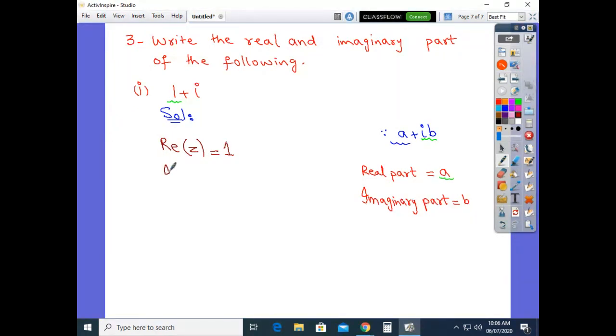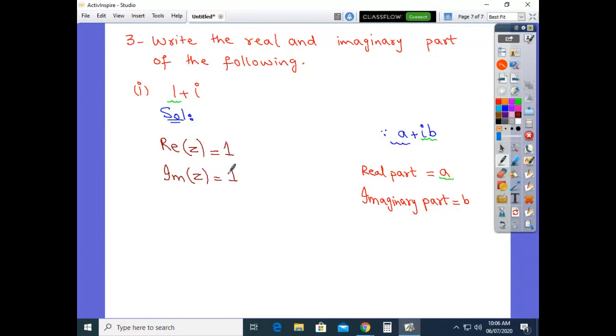Okay, imaginary part is, yes, Abdul Ahad. What is the imaginary part? Abdul Ahad? Okay, here imaginary part is 1.